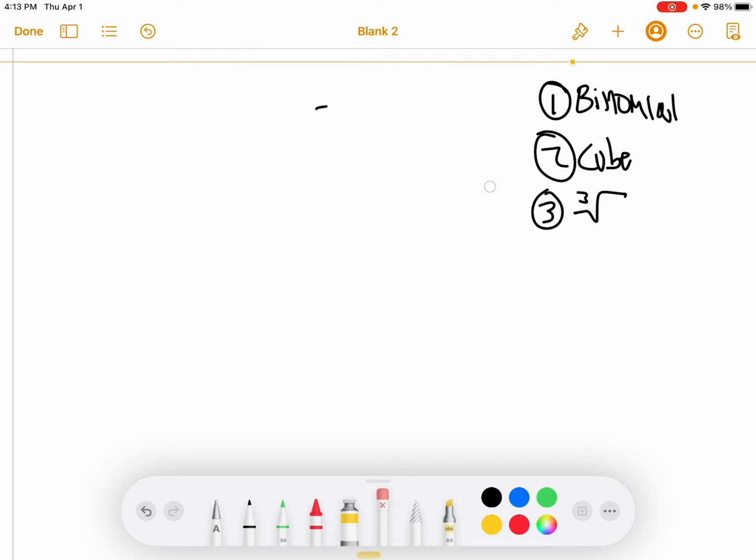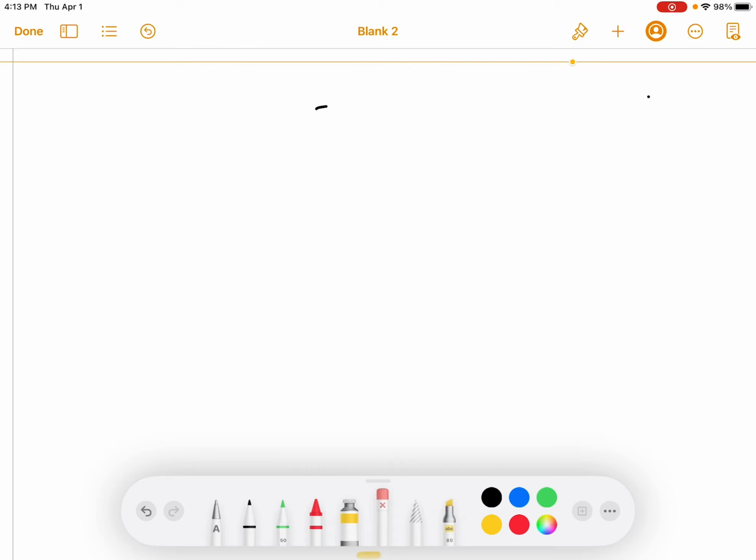So that's it for how you factor. In the next lesson, we'll look at how you can use that to find the zeros.